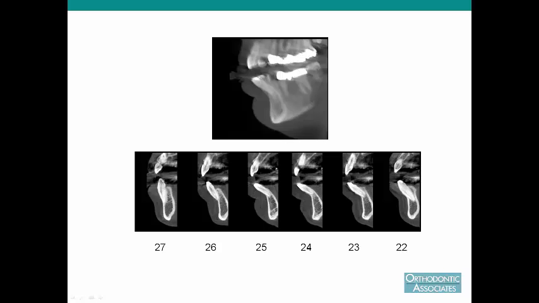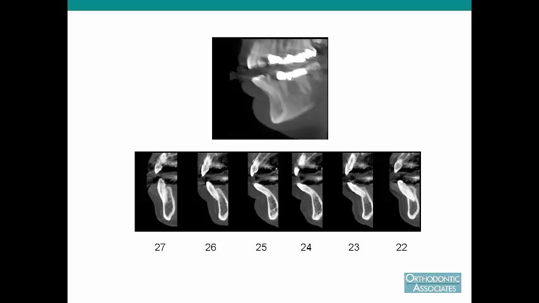With Cone Beam CT, you can visualize teeth from all three axes of space, from the sagittal, from the coronal, and the axial, and can evaluate the bony support for each tooth on an individual basis. You can't do that with any other radiological source.